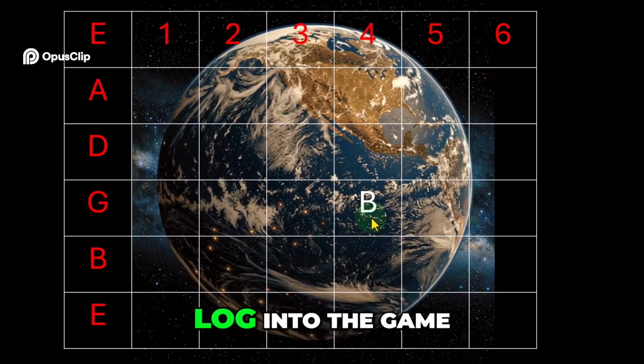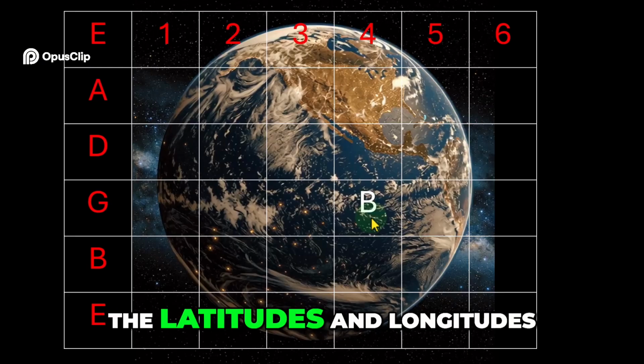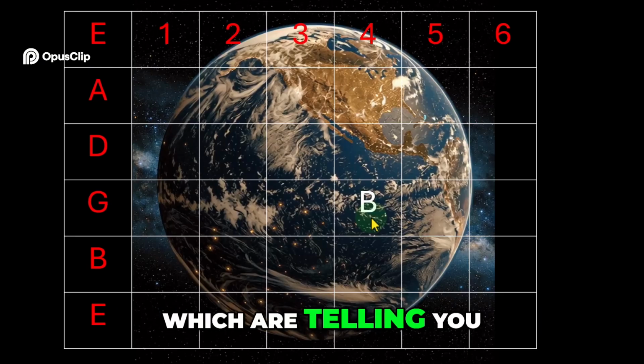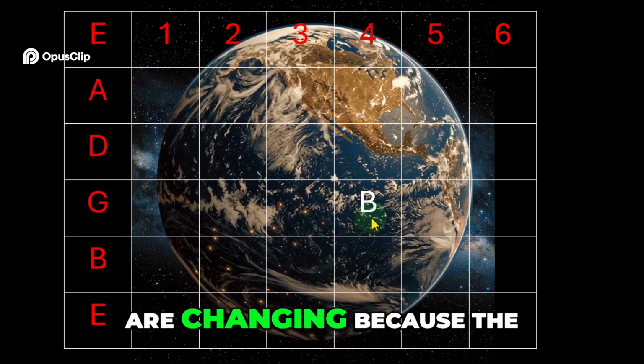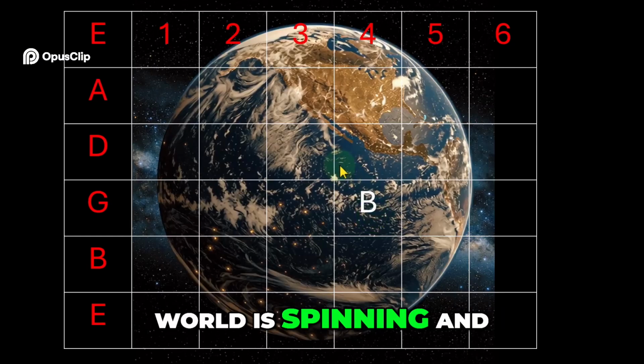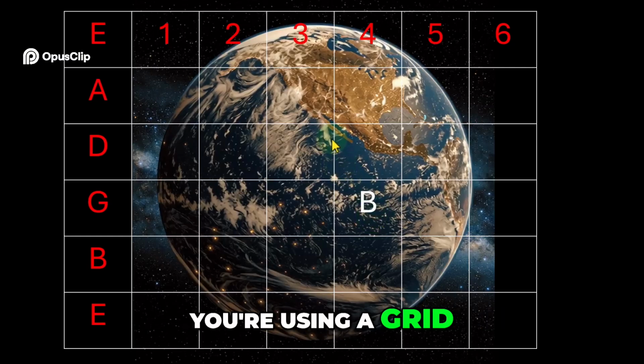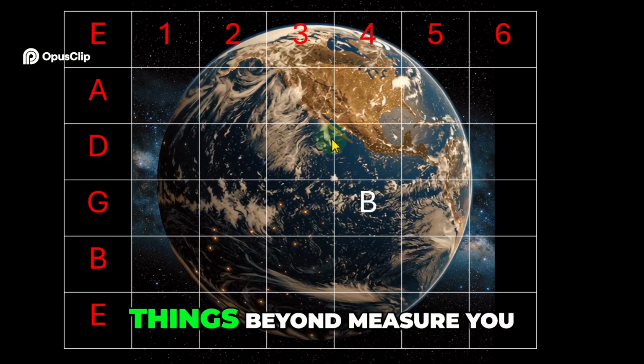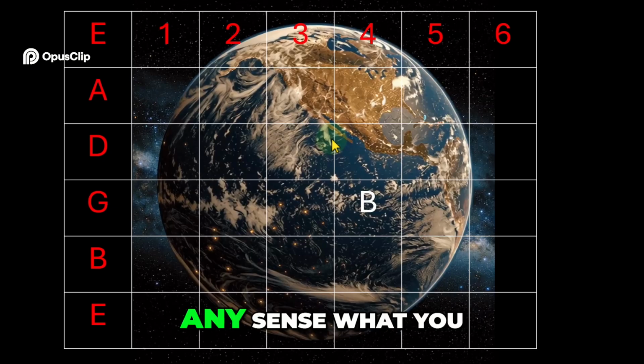Therefore, every time you log into the game, the latitudes and longitudes, which are telling you where things are located, are changing because the world is spinning and you're using a grid that's hovering in space. That would not be an easy game to play. That would complicate things beyond measure. It doesn't make any sense.